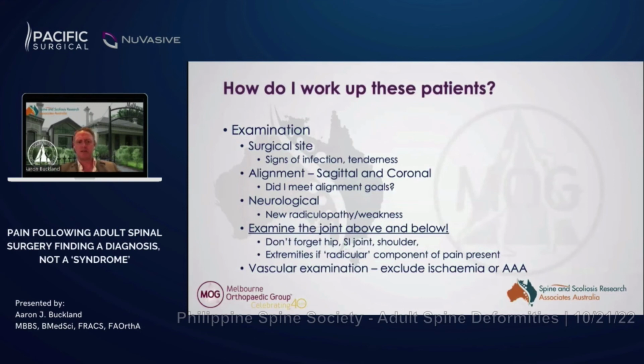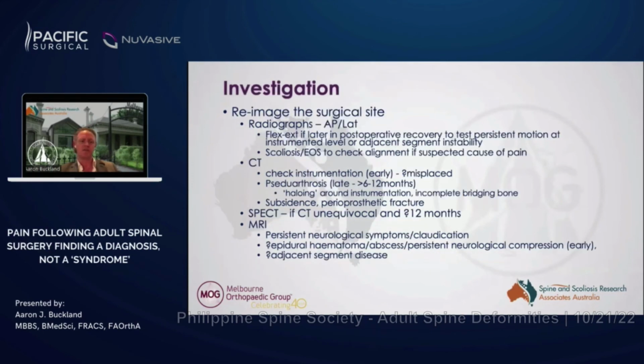Examine them, examine them, examine them. Be critical of your surgical site. Check their alignment. Make sure you met the goals that you set yourself. Check neurologically that you haven't got new weakness or new numbness. And examine the joint above and below. Don't forget the hip. Don't forget the SI joint. Don't forget the shoulder in the case of upper thoracic or cervical spinal procedures. And once again, don't forget your vascular examination. You need to exclude ischemia or AAAs in these situations.